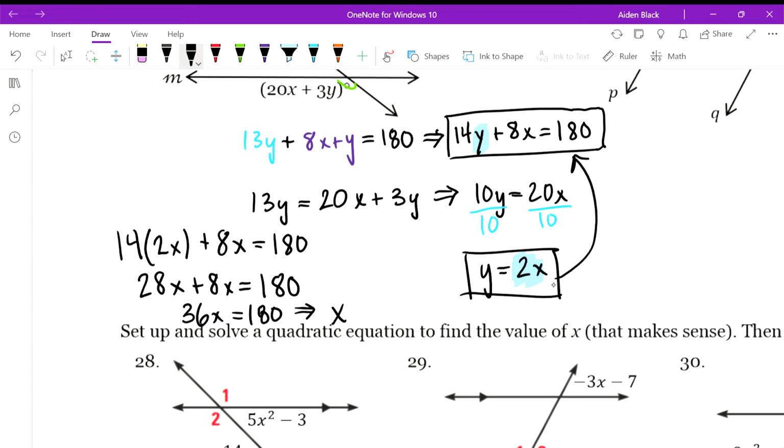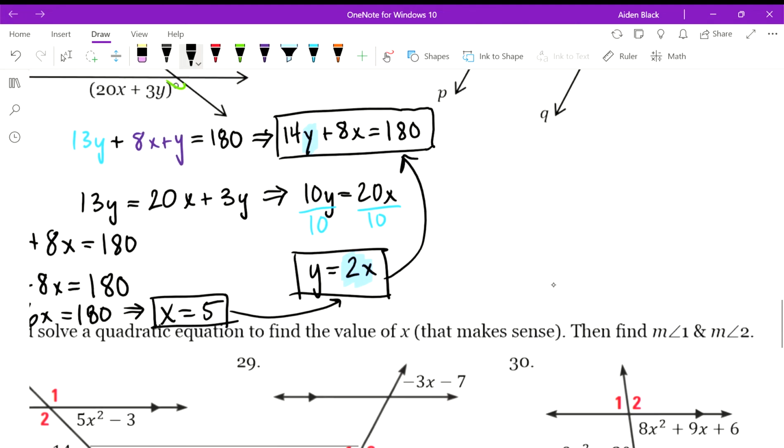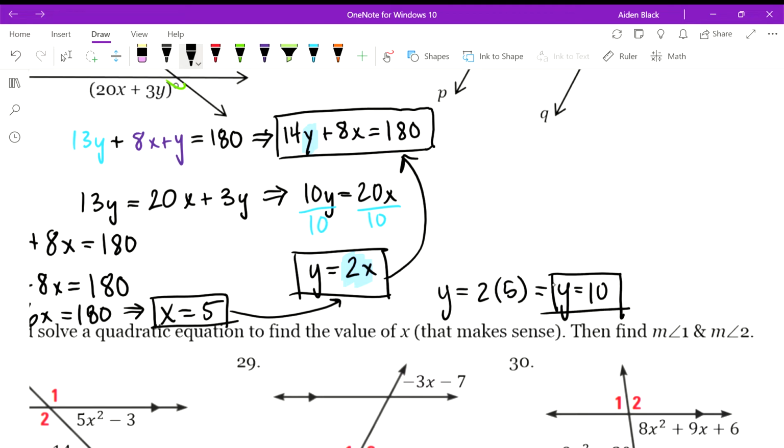Therefore, if I divide both sides by 36, I get 5. So I know the value of x, which means then I could plug it in for this simple equation, y equals 2x, and find out that y equals 2 times, we said it's 5, right? So we're just plugging it in here. Okay. So we know y equals 10. These are our two answers. X equals 5, y equals 10.